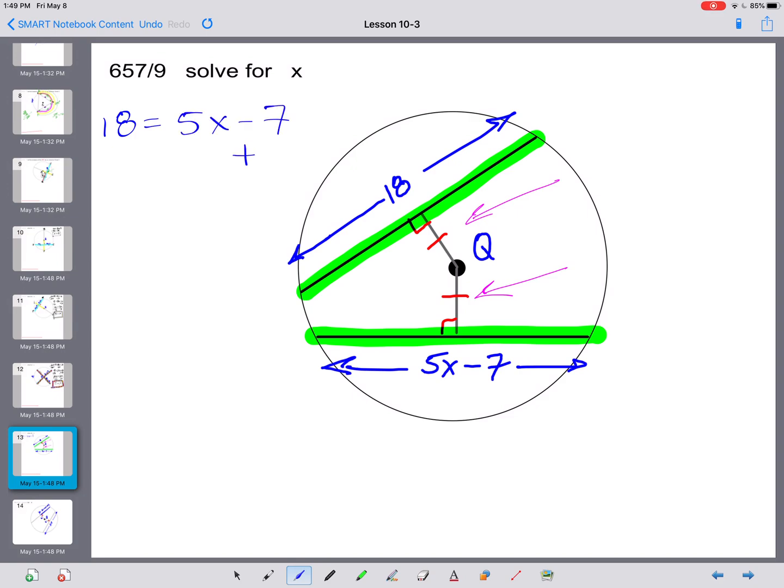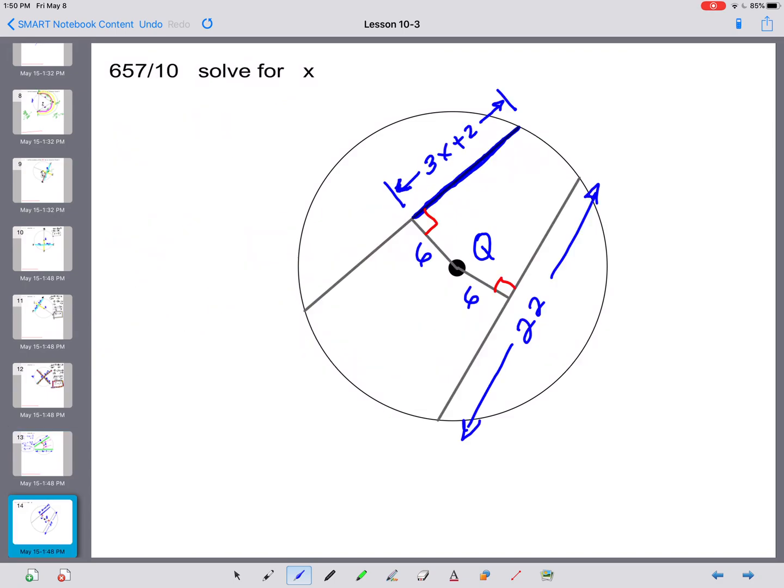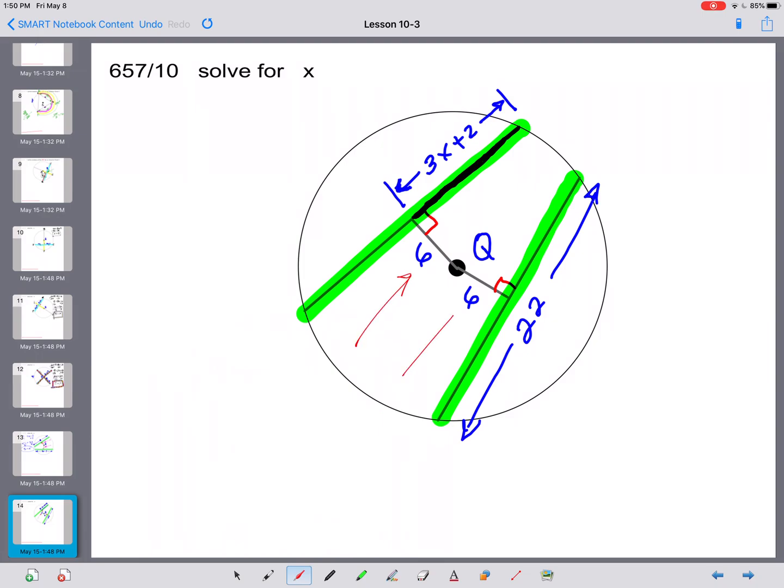Here we go. Let's add 7 here. Add 7 here. Looks like we got 25 equals 5x. Divide by 5. Divide by 5. There it is. 5 equals x. Boom, done. Okay, now, same idea. Okay, here it is. Here's these 2. Well, right now we'll call them green. They're green chords. Look at that in the center. They are the same distance from the center. Then they're equal to each other.